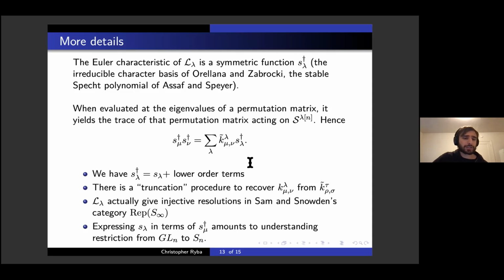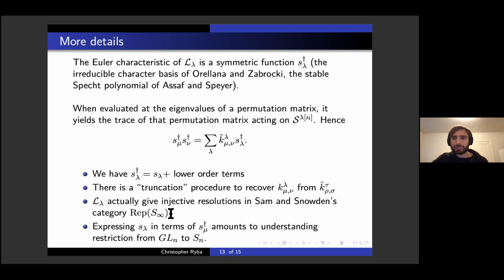And this complex, which I constructed for you, actually has some more motivation for its own construction, which is that Sam and Snowden define particular categories. They write Rep S infinity. And it's not the full representation category. It's not all representations of the infinite symmetric group, because that would be too large, but it's a carefully selected subcategory of those. And it turns out that inside there, this complex will give us injective resolutions of simple objects. And I guess I should explain a little bit more about that.